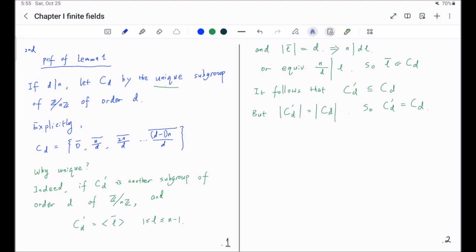And now let's go back to the main proof. Let capital Phi_d be the set of generators of C_d. Then we know the cardinality of Phi_d must be equal to little phi of d, where this little phi is the Euler phi function. This is because any cyclic subgroup of order d is isomorphic to Z mod dZ.